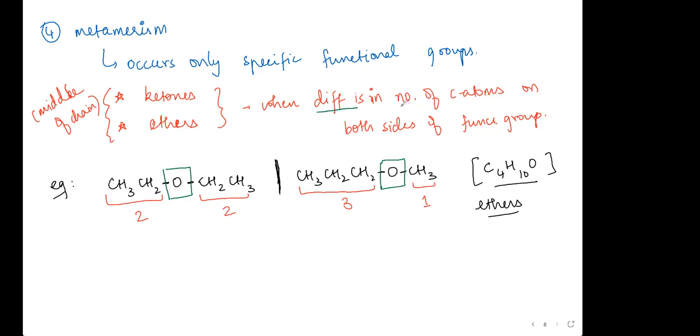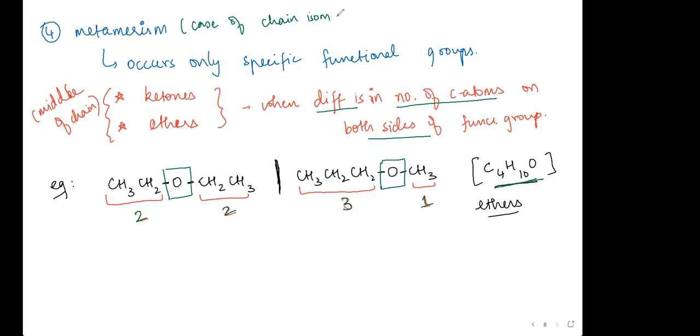The difference is in the number of carbon atoms on either side of the functional group. So in case one, it is 2 plus 2. In the other case, it is 3 plus 1. So the molecular formula is the same, but structures are different. The functional group is also the same. It's the structures that are different. So you can think of it as a case of chain isomerism only.